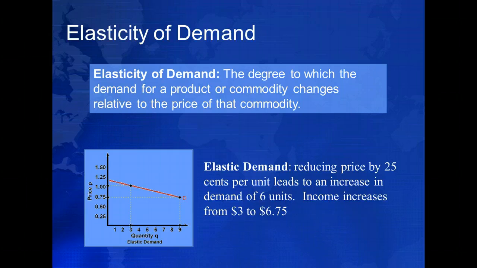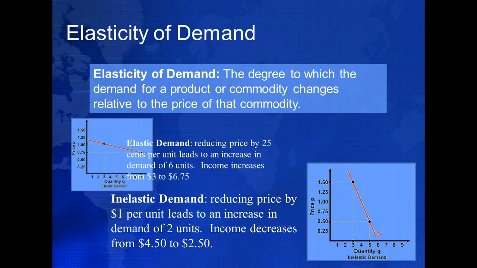In this example of elastic demand, reducing the price of a commodity by 25 cents per unit leads to an increase in demand for that commodity of 6 units. While we may earn less per unit sold, the total income increases from $3, that is 3 units sold at $1 each, to $6.75, that is 9 units sold at 75 cents each.